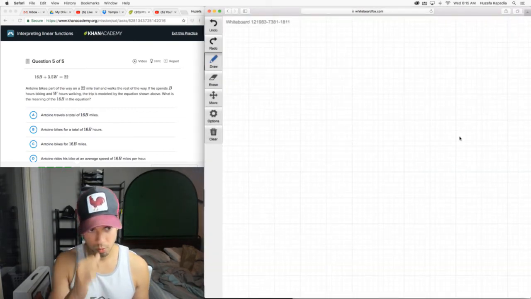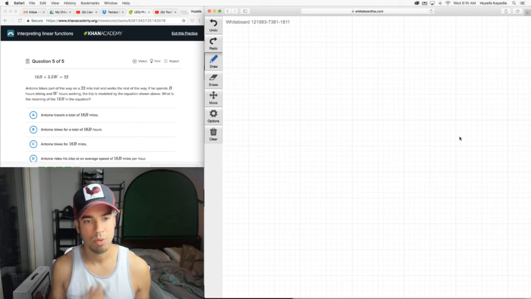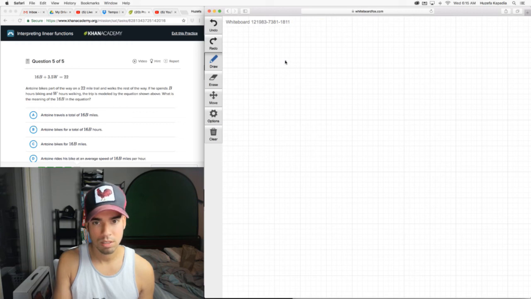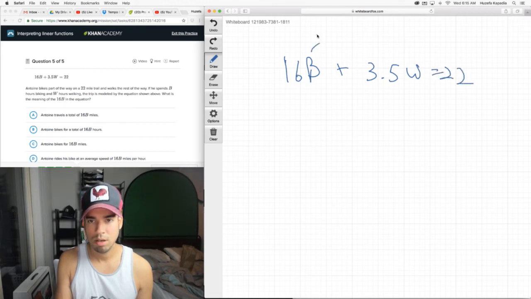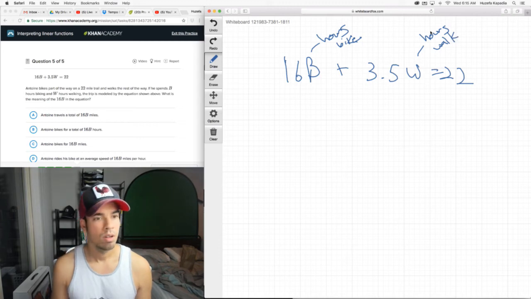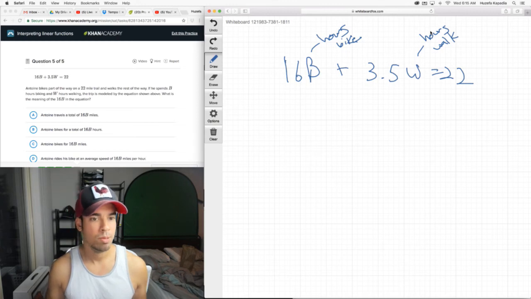Antoine bikes part of the way on a 22-mile trail and walks the rest of the way. Okay, let's get this equation up here first: 16B plus 3.5W equals 22, where B is hours biking and W is hours walking. If he spends B hours biking and W hours walking, the trip is modeled by the equation shown above. What is the meaning of 16B?